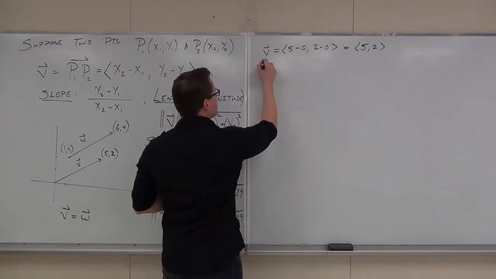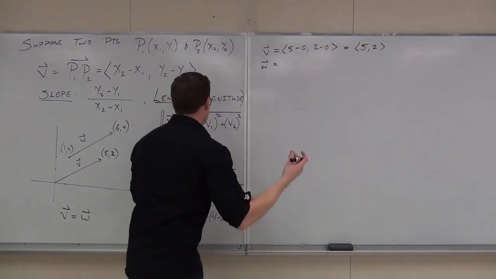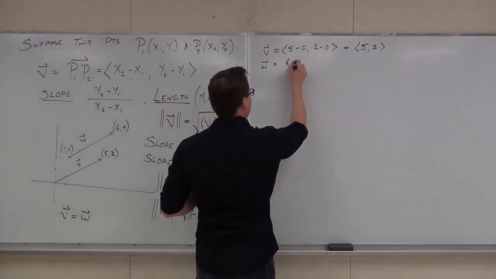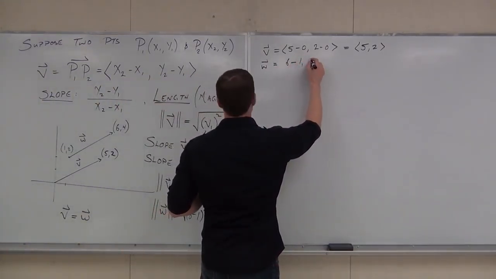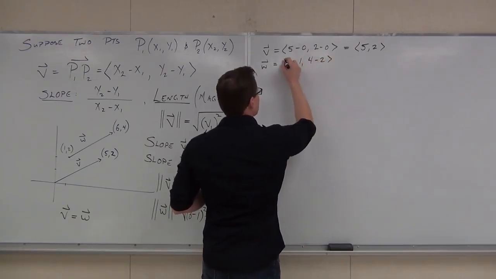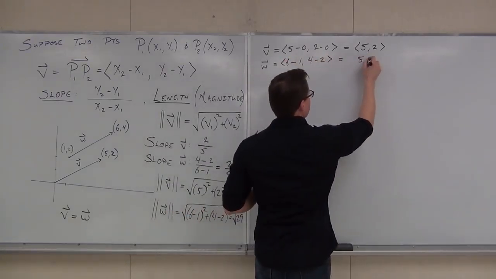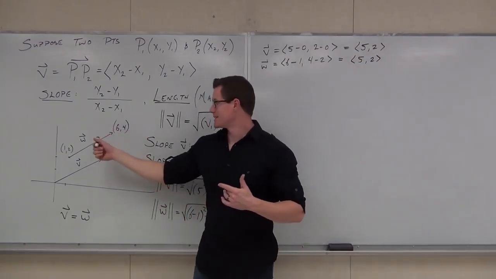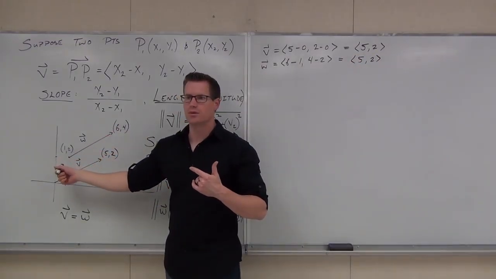Let's talk about W. What's the first number I'd write? 6 minus 1. And? Do you end up getting the exact same thing? Yes. Notice how this point is not the same as that point because this is not starting at the origin. That's the whole idea here.